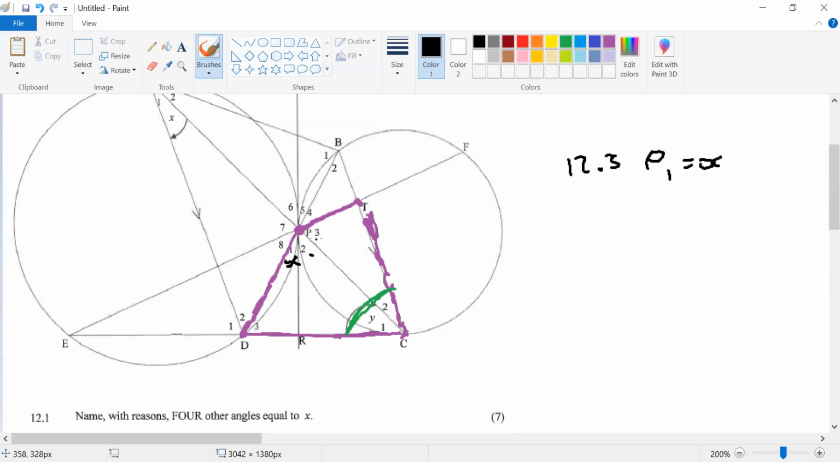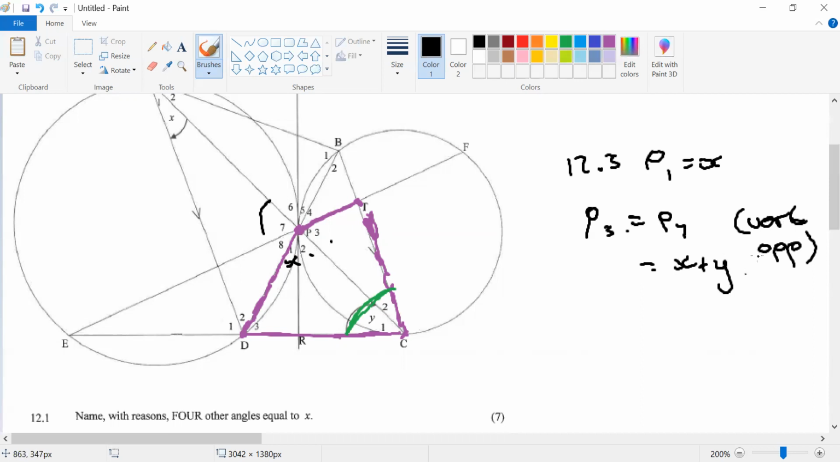Now I also need to know what P2 is and what P3 is. P3 is going to be kind of easy to get, because if we look at the previous question, we determined what that angle is. Am I right? Yes. And that angle is equal to P3 because they are both vertically opposite one another. So now P3 is also equal to x plus y. And the last thing I need is a way to get angle P2.